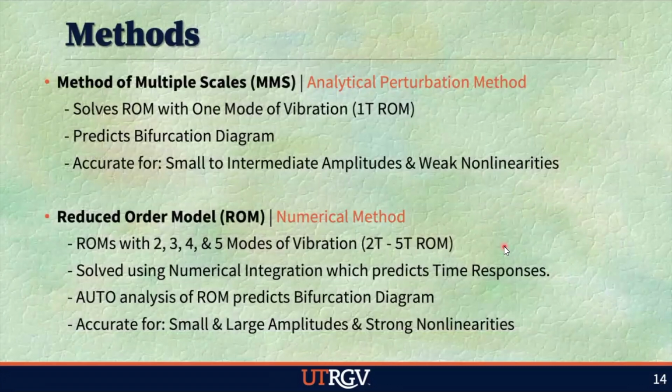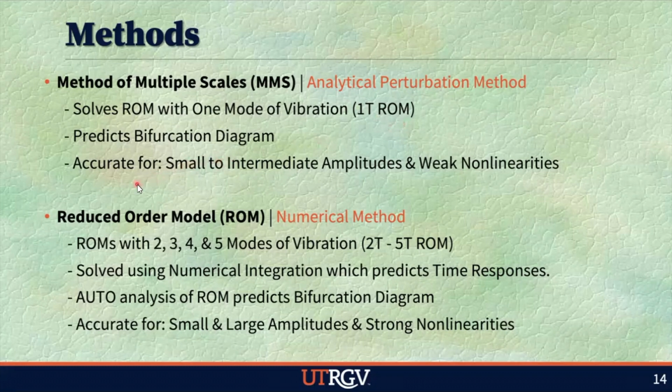In this research, we used the method of multiple scales and the reduced order model to generate bifurcation diagrams. The method of multiple scales, or MMS, is an analytical perturbation method, which is used to solve a one-term reduced order model. One term meaning one mode of vibration. MMS is only accurate for small to intermediate amplitudes and weak nonlinearities.